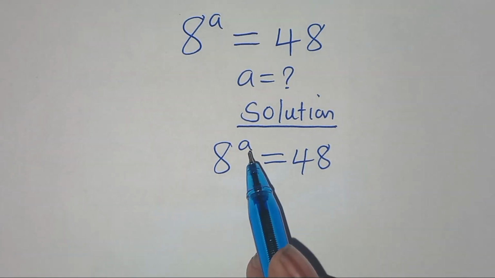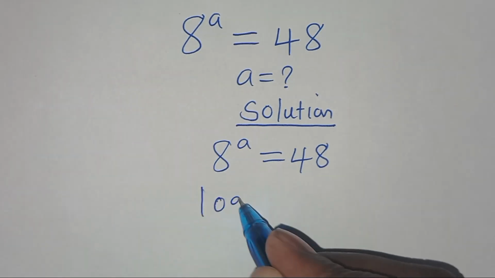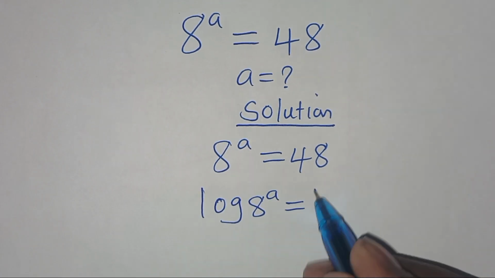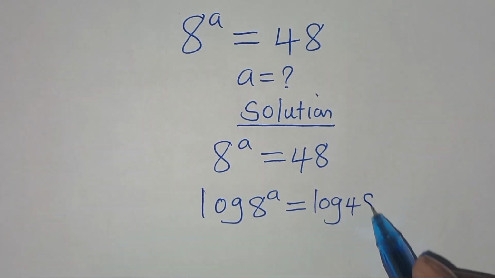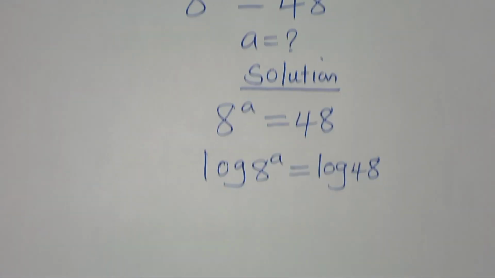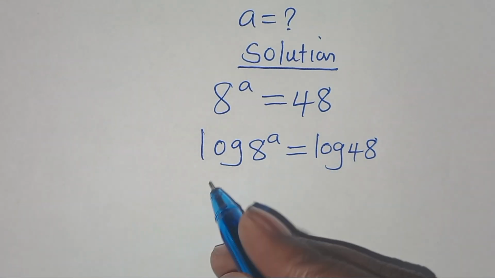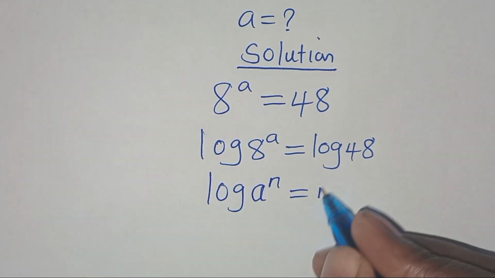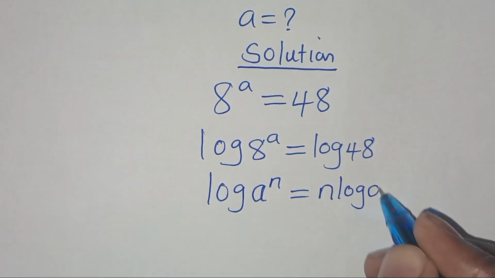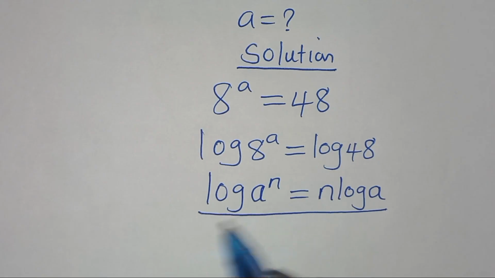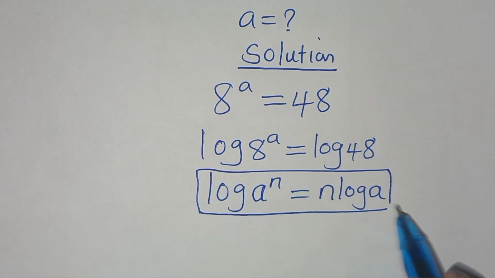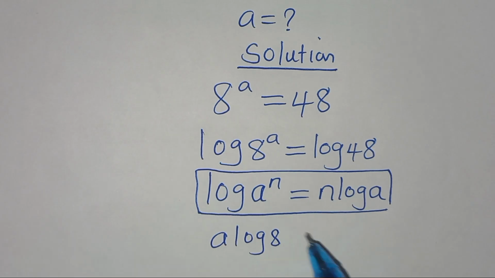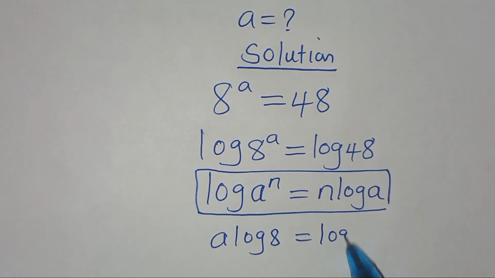To solve for a, we introduce logarithm on both sides so that we have log 8 to the power a equal to log 48. So log 8 to the power a is in the form of log a to the power n, which we can express as n log a. Applying this power rule property, log 8 to the power a becomes a log 8, which is equal to log 48.